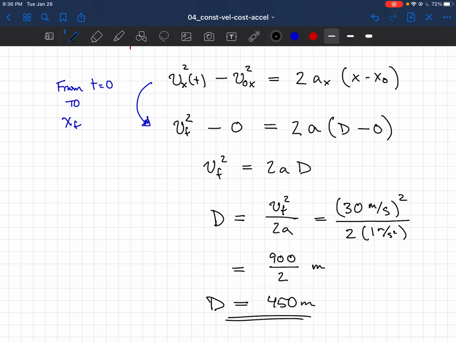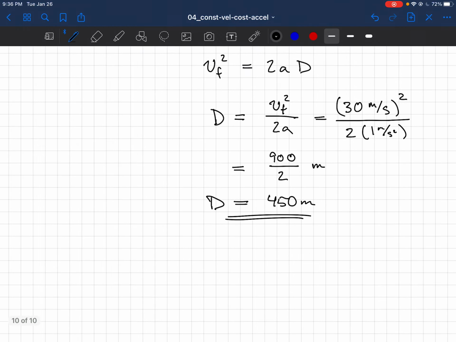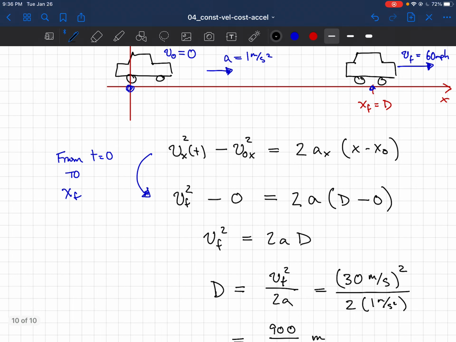That's quite a distance, half a kilometer, that you need in order for a car to get up to speed, in order to get on the highway. And if you look at one of these highway on-ramps, you'll see it is about that distance. And that concludes this lecture.